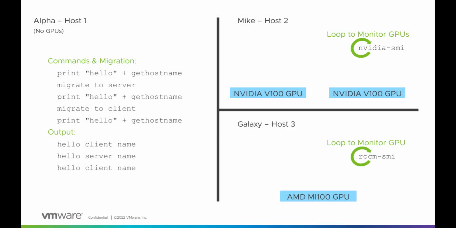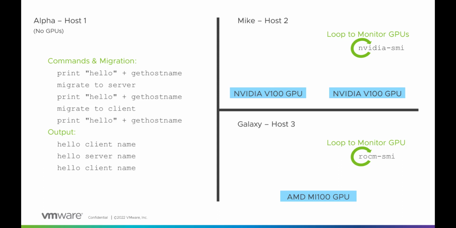Now we will migrate a thread while it is executing. We start on the client side, printing hello with the socket's host name. Then we migrate to the server and repeat the print and host name. Lastly, we return to the client and print once more.